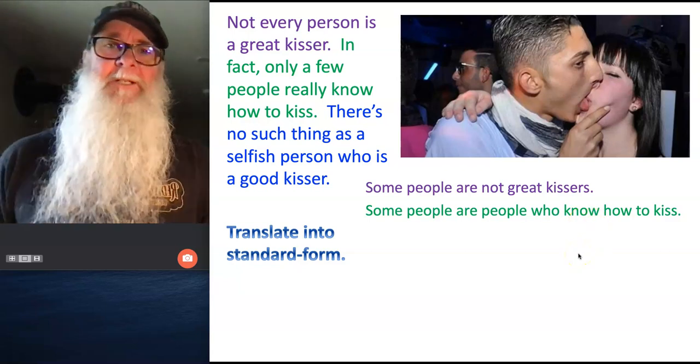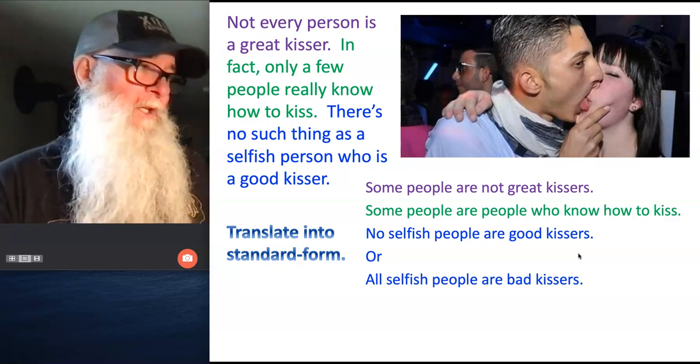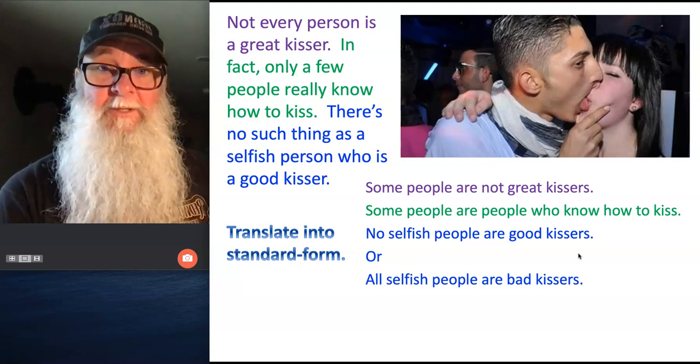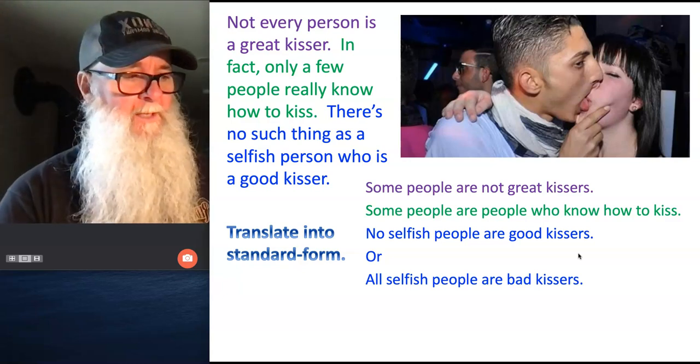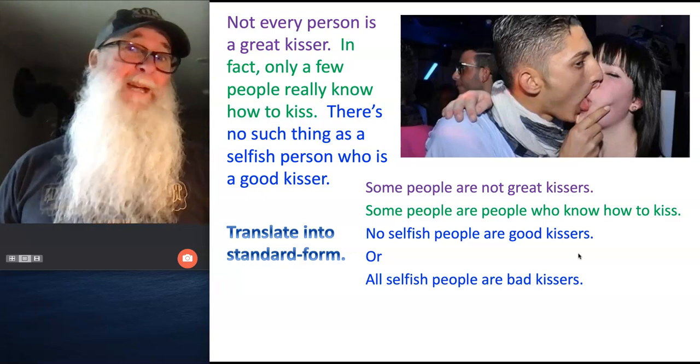And then there's no such thing as a selfish person who's a good kisser. It can be translated 2 ways. One, we could use an E statement. No selfish people are good kissers, right? Because there's no such thing as a selfish person who's a good kisser. So one way to do that is as an E statement. Or we can do this as an A statement. All selfish people are bad kissers.